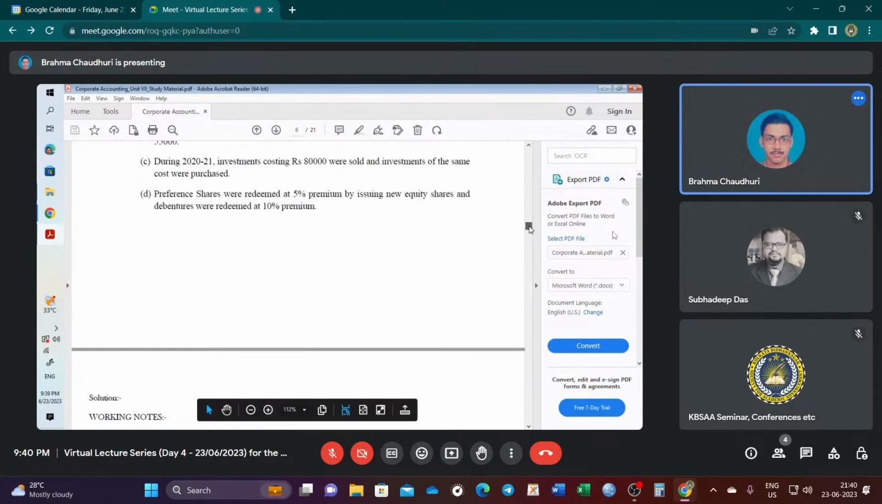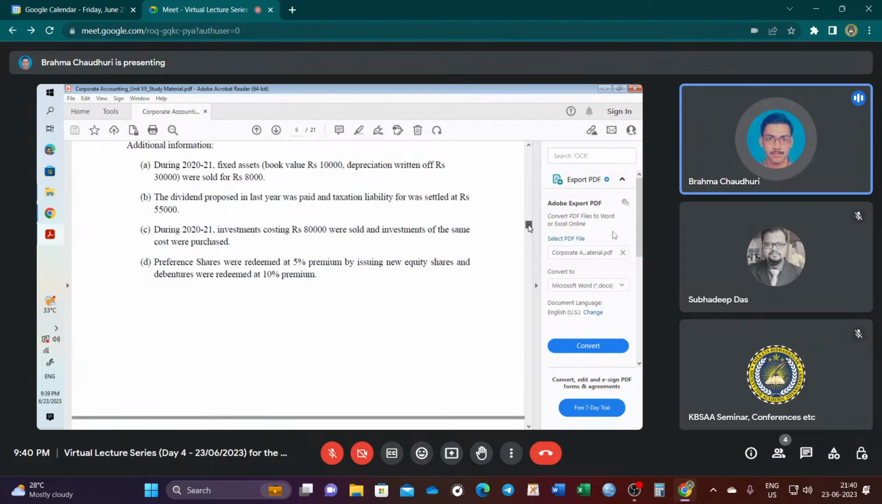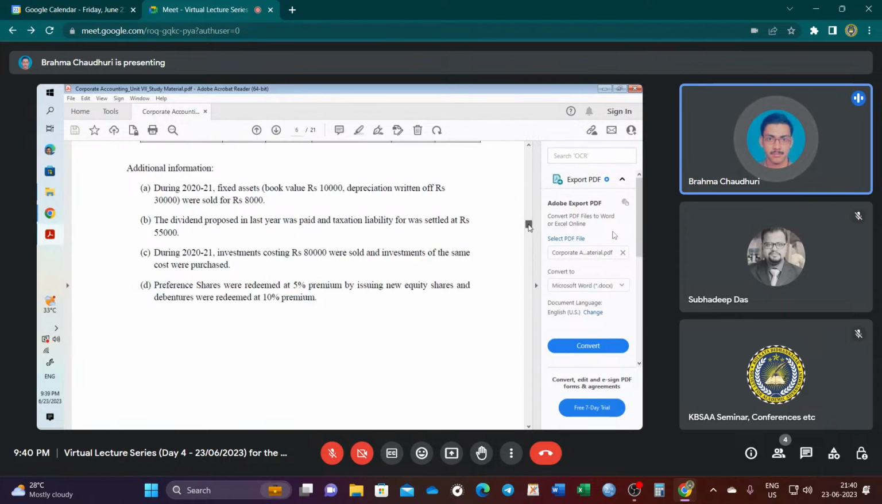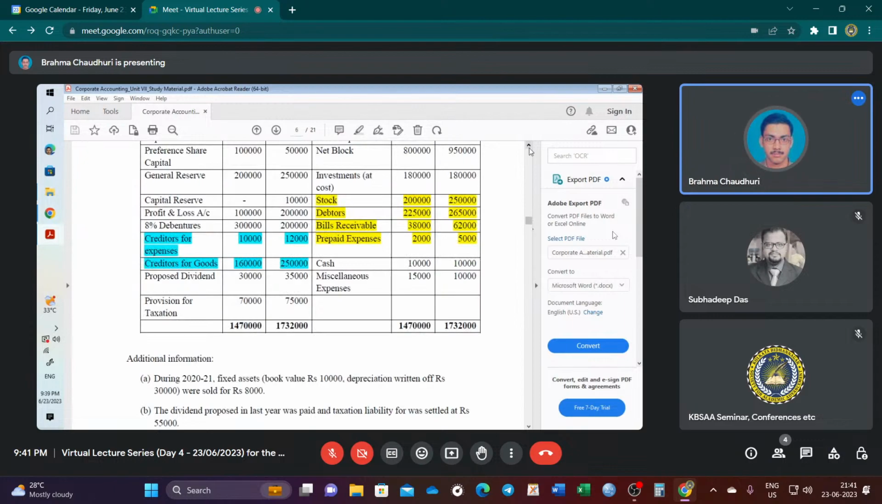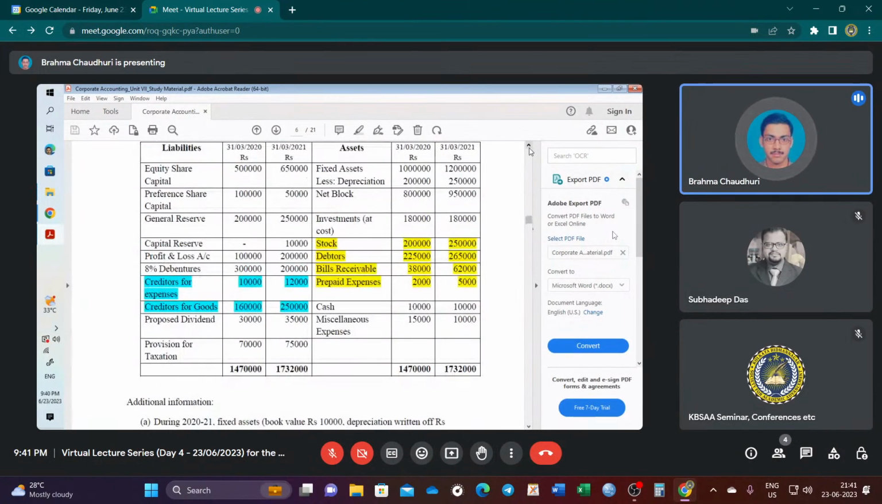Finally, preference shares were redeemed at 5% premium by issuing new equity shares, and debentures were redeemed at 10% premium. Now, this is an interesting aspect of this particular problem. The problem is not stating how much preference shares were redeemed or how much debentures were redeemed, but it is only stating that preference shares were redeemed at 5% premium by issuing new equity shares. If we analyze the balance sheet, we will find that preference share capital was rupees 1 lakh and it has reduced to 50,000. That means 50,000 preference share capital has been redeemed.